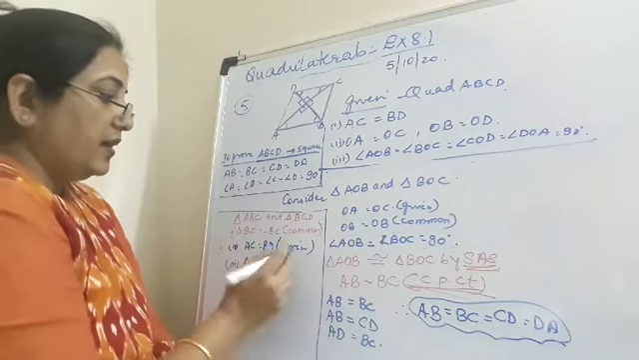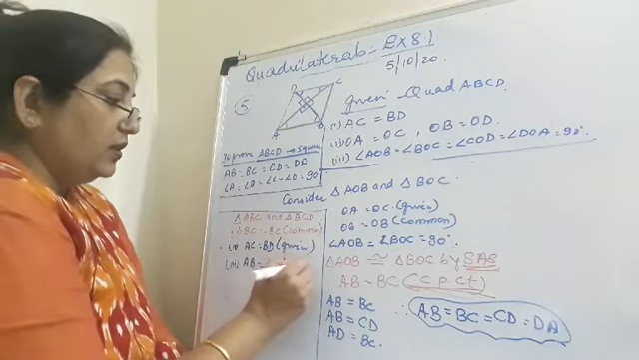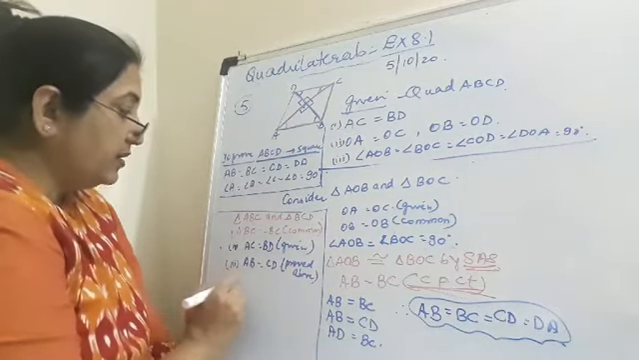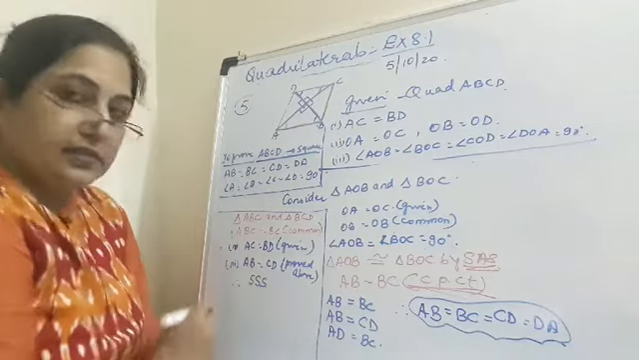And that is proved above. So these reasons are important to write. Okay, now we can write the triangles are congruent by SSS.